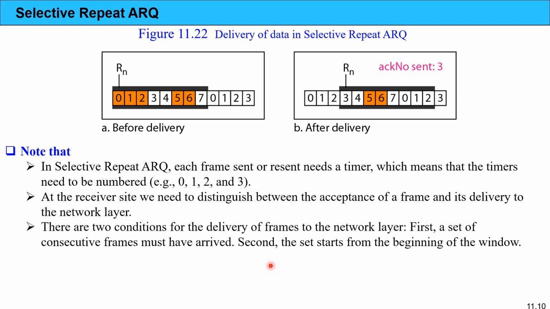And of course, there are two conditions to deliver the frame to the network layer. First, I have a set of consecutive, in-order frames, and this set is starting from the beginning of the window. These are the two conditions to deliver the frame to the network layer: in-order, consecutive frames, starting from the first frame, the beginning of the window.